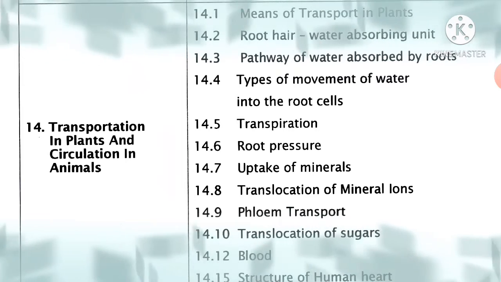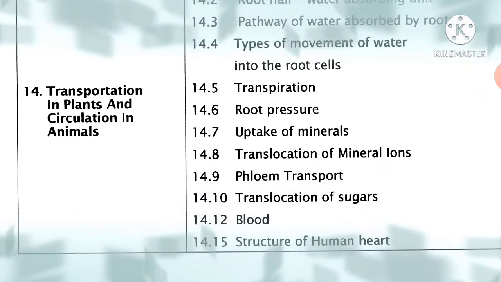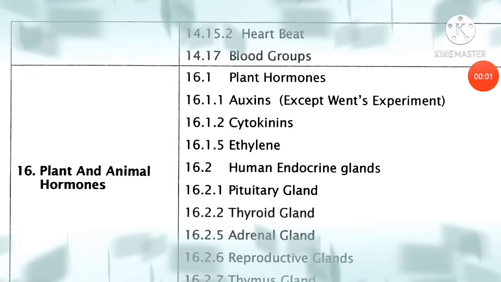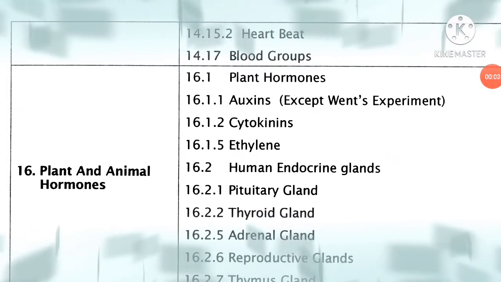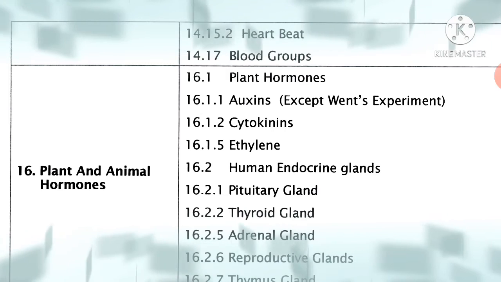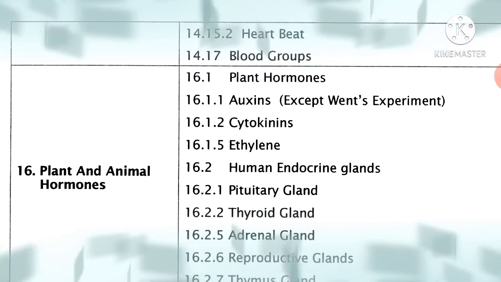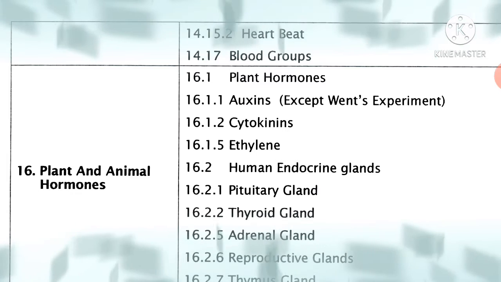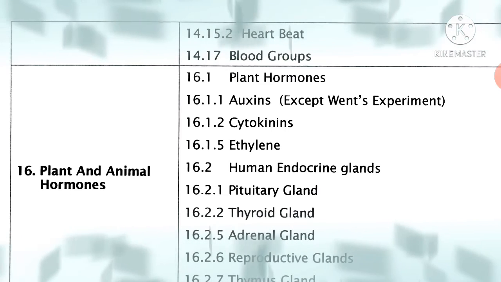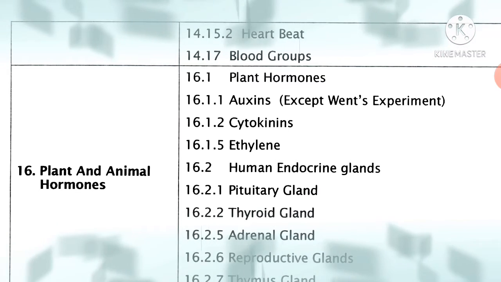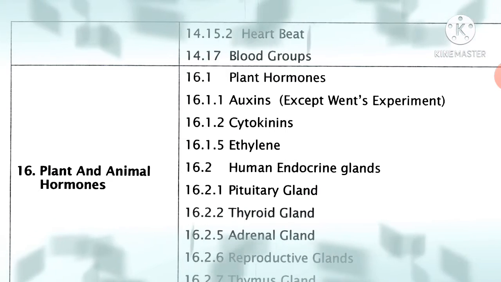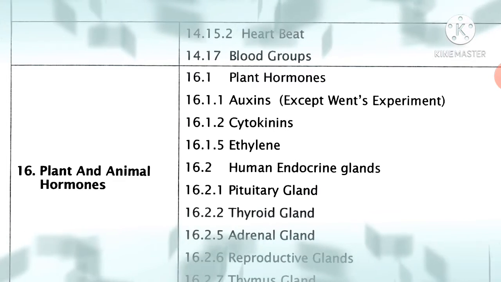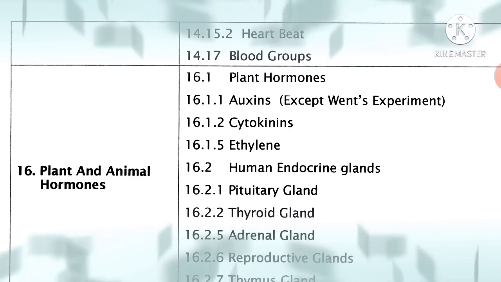14.12 Blood. 14.15 Structure of human heart. 15.2 Heartbeat. 14.17 Blood groups. Unit 16 Plant and animal hormones. 16.1 Plant hormones. 16.1.1 Auxins, except Went's experiment. 16.1.2 Cytokinins. 16.1.5 Ethylene.